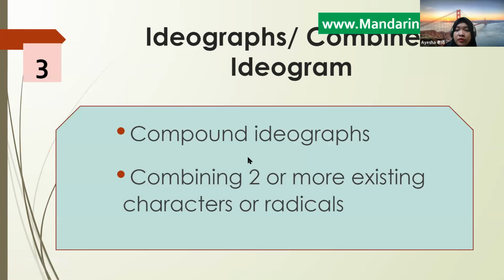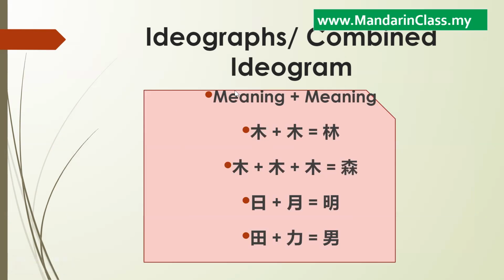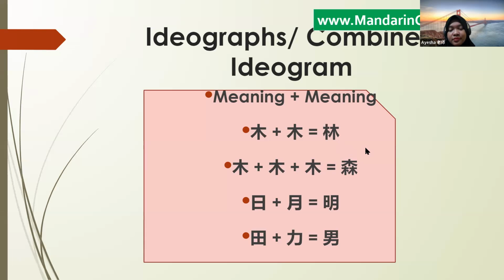All right, the third way of seeing how some Mandarin characters came about is combined ideograms. What is it? It's basically compounded ideographs, meaning you combine two or more existing characters or radicals. What is a radical? We will see later what a radical is. So, combined ideogram, you have meaning and meaning. You have this one, mu and mu. Then it becomes one character with two mu inside. Can anyone tell me what they think this word is? There's another one here, mu and mu and mu. Some more. Then it becomes one word. Anyone can guess or not? What is it referring to?